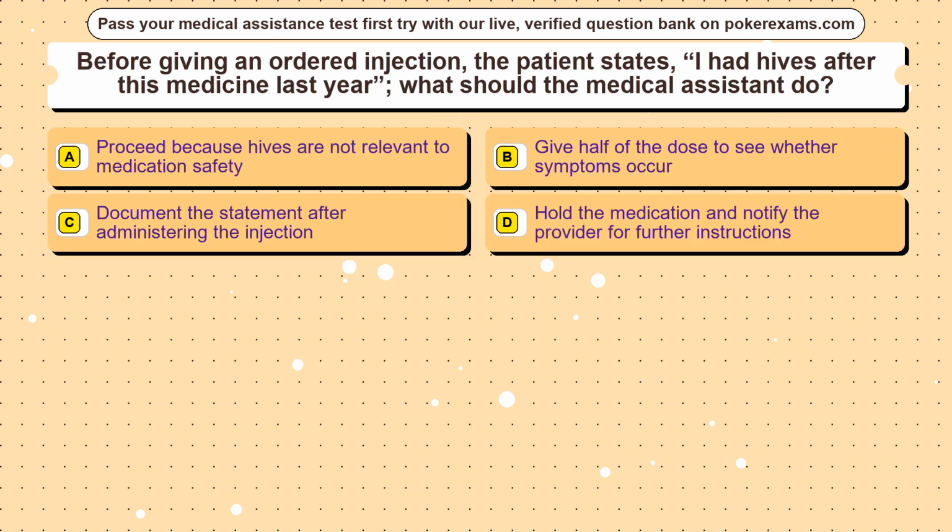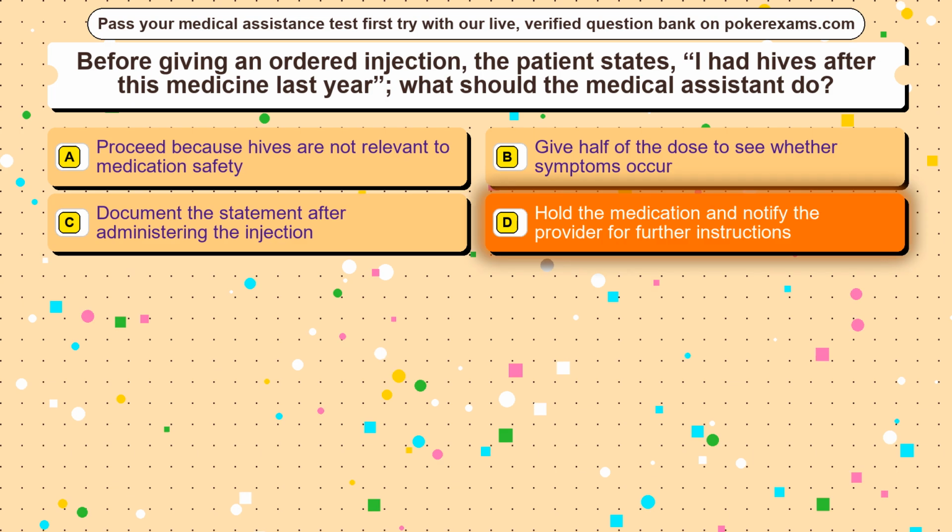Question 26. Before giving an ordered injection, the patient states, "I had hives after this medicine last year." What should the medical assistant do? Option A, proceed because hives are not relevant to medication safety. Option B, give half of the dose to see whether symptoms occur. Option C, document the statement after administering the injection. Option D, hold the medication and notify the provider for further instructions.